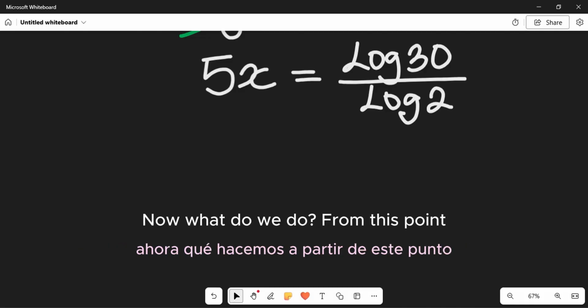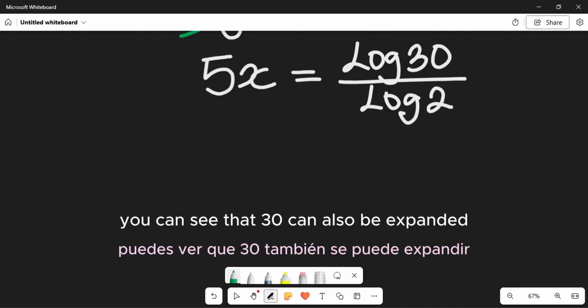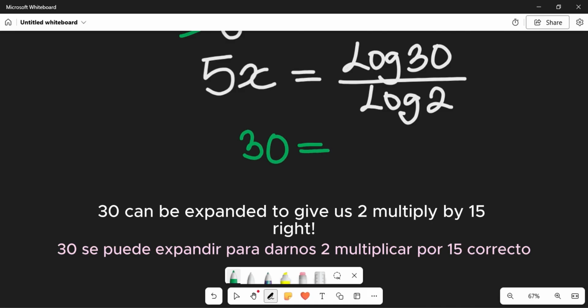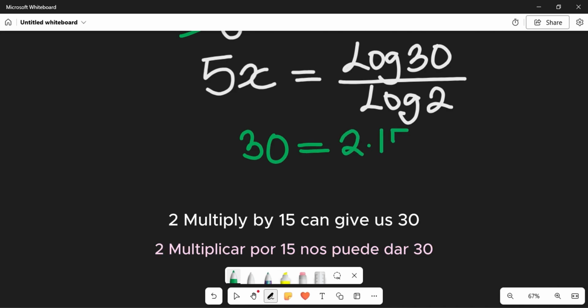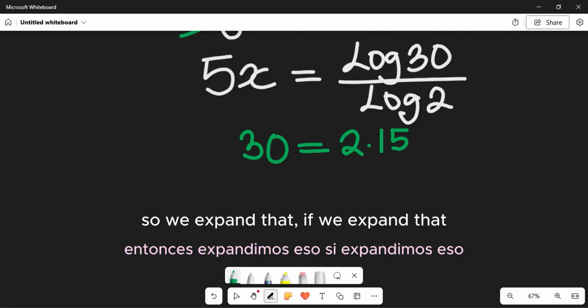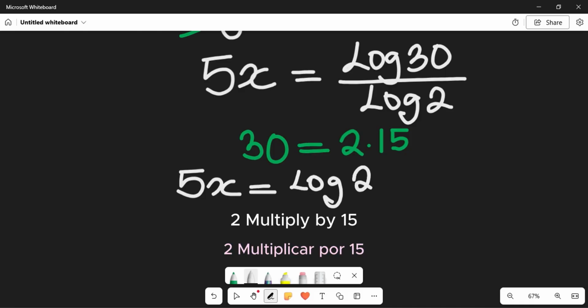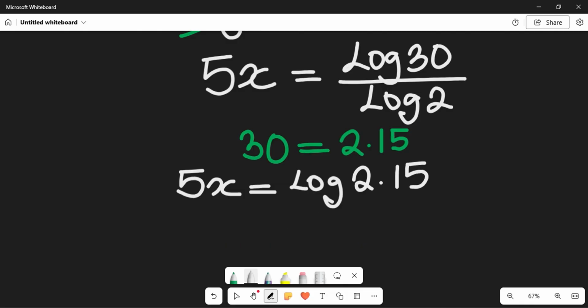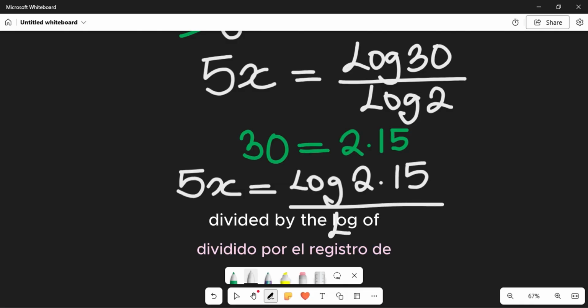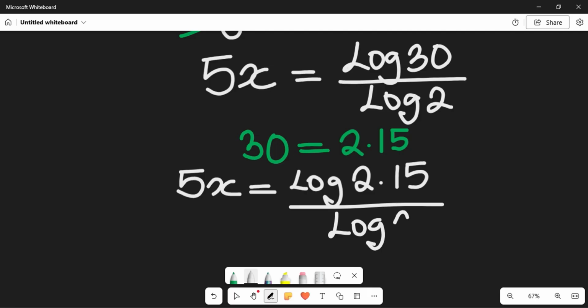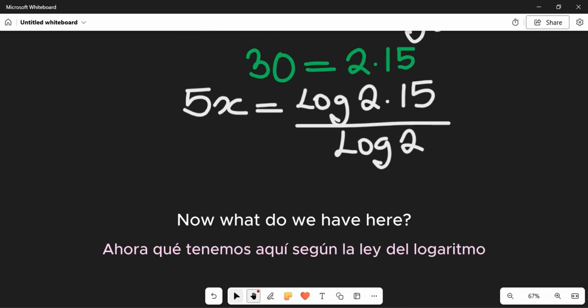Now what do we do? From this point, you can see that 30 can also be expanded. 30 can be expanded to give us 2 multiplied by 15, right? 2 multiplied by 15 gives us 30. So if we expand that, we're going to have 5x equal to the log of 2 multiplied by 15 divided by the log of 2.